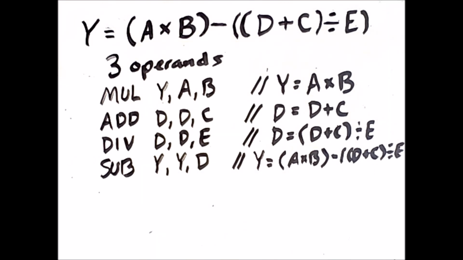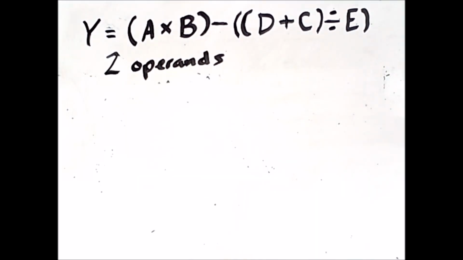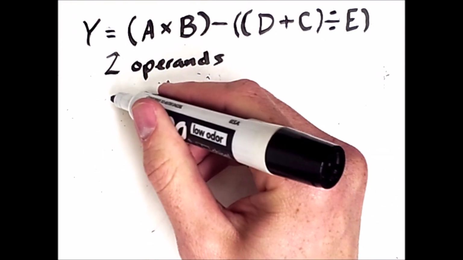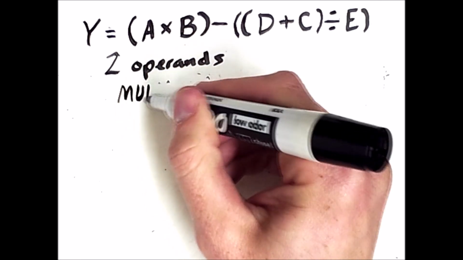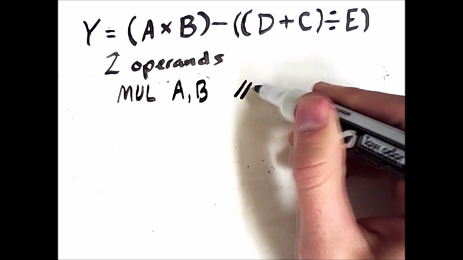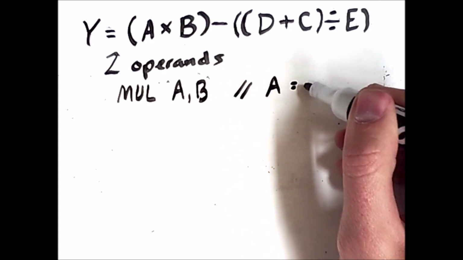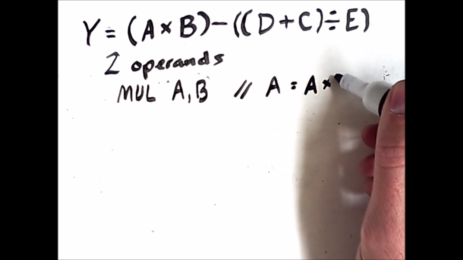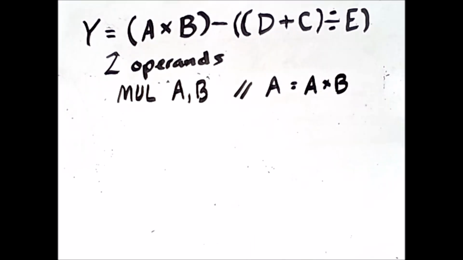So let's repeat this using 2 operands for each instruction. In this case, we will have a fairly similar program. We'll start by multiplying a and b. In this case, a will store the original a multiplied by b. Once again, I'm assuming it's okay to overwrite the original values.